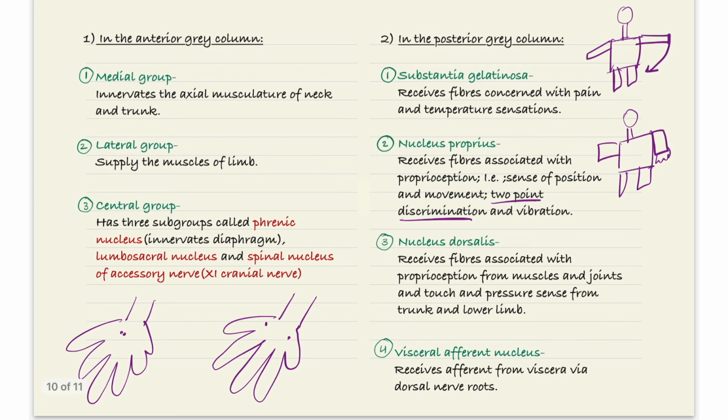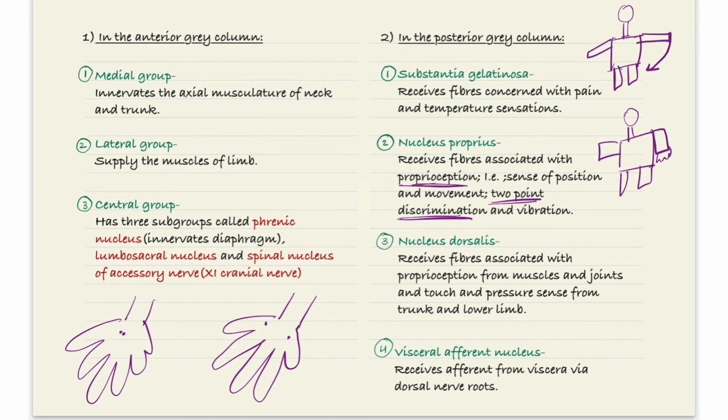Okay. So we have done the sense of position and movement, that is proprioception. We have done the 2-point discrimination, and then vibration. You all know what is vibration. So for all these senses, we have this nucleus proprius, which receives the fibers from those muscles or the positions of the body. Okay, third is nucleus dorsalis.